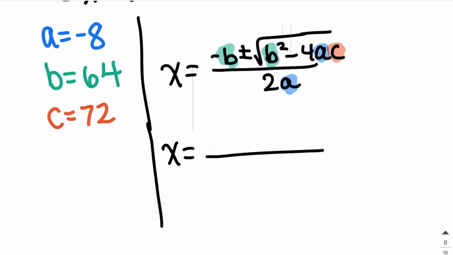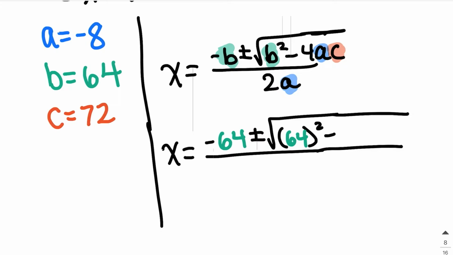Now be really careful here because this is negative and the b value is 64. So I have to write down that this is negative 64. Then I'm going to fill in right here that this is 64 squared minus, make sure that that square root is over the entire expression. So here I'm going to do 4 times a, which is negative 8, and then times c. I don't need to multiply by 4 again because I've already multiplied by 4. And this is all over 2 times a, which is this negative 8 that we have here.